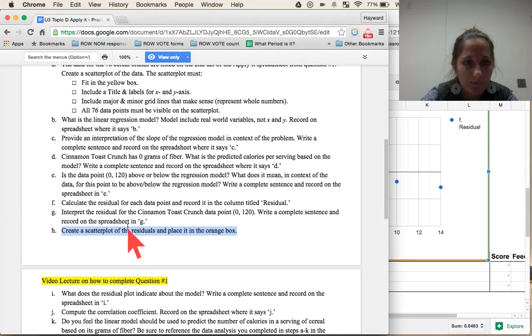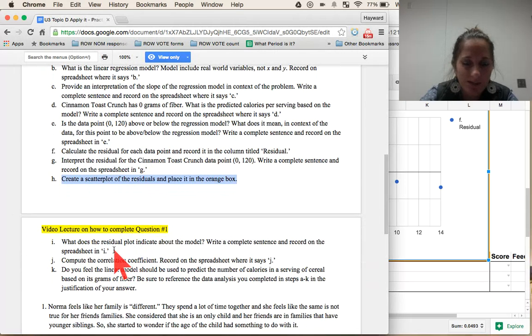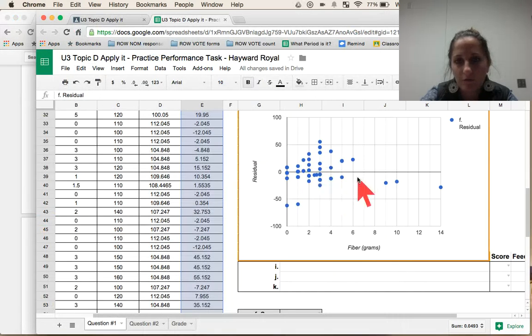Huh. All right. What does the residual plot indicate about the model? So when we do this question, we're looking for, does this have a pattern to it, or is it pretty scattered? I would say that it does kind of get a little bigger and then smaller, but it gets bigger in the same direction up here too. So I would say that this is kind of scattered, but it doesn't really have a pattern to it. When we think of a pattern, we think of like a curve to it.